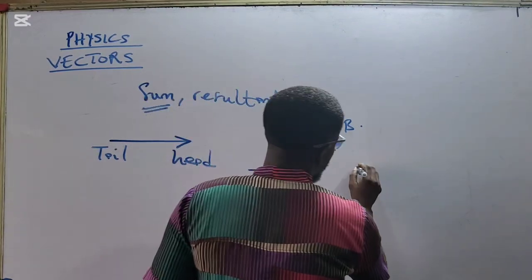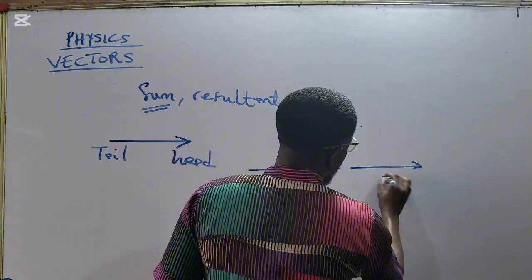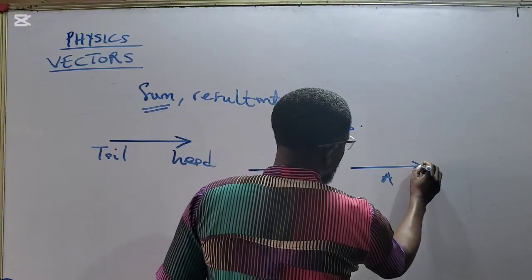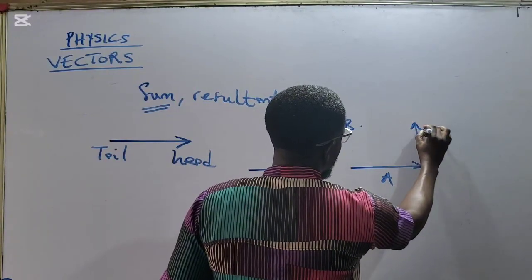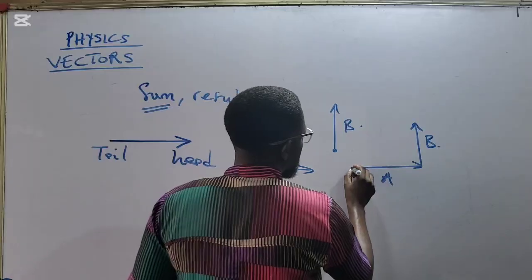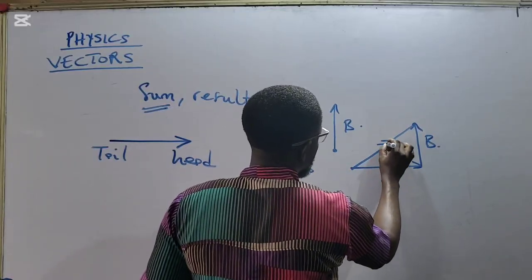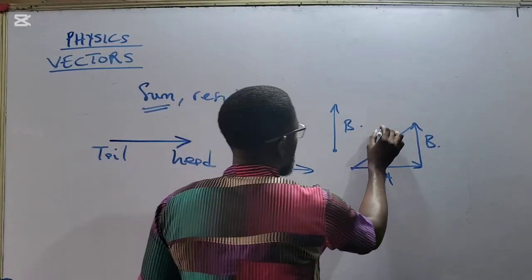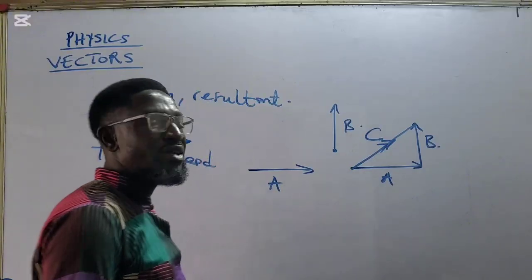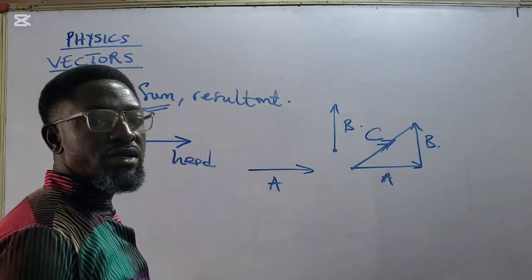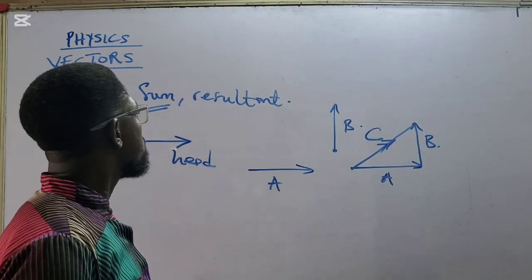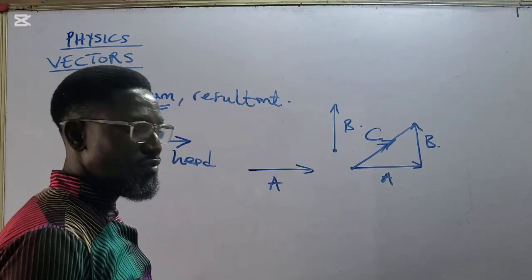Get the vector sum and draw this vector A. You know, the tail of vector B is attached to the head of vector A. Then the third vector that joins them to form a triangle, that vector C becomes the vector sum. That is the vector sum, also referred to as the resultant vector.